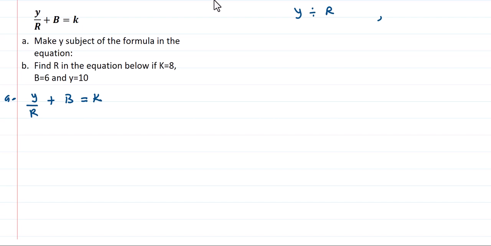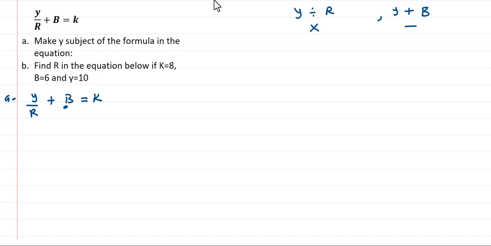And then Y is also connected to B by addition. So here we need to do the opposite, which is what? Multiplication, and here the opposite is what? Subtraction. Doing that, on this left-hand side, B is farther from Y compared to R. So let's solve the ones that are farther first.